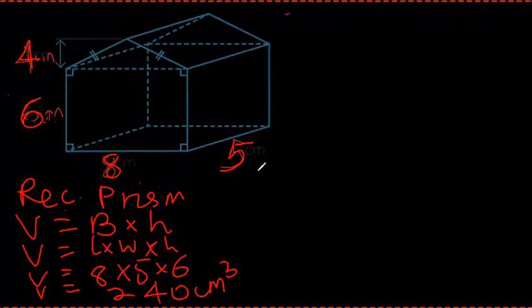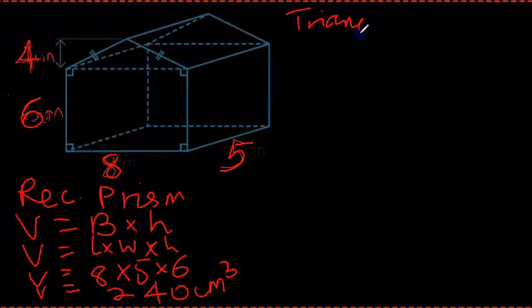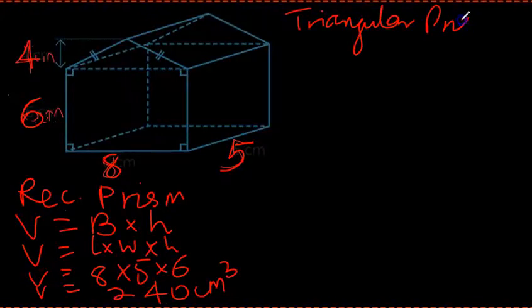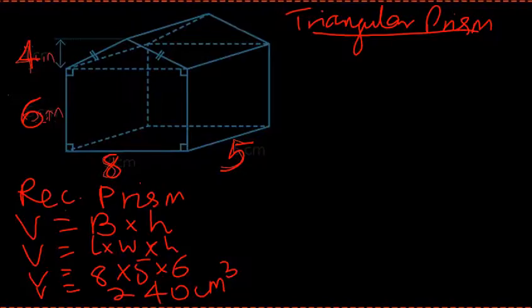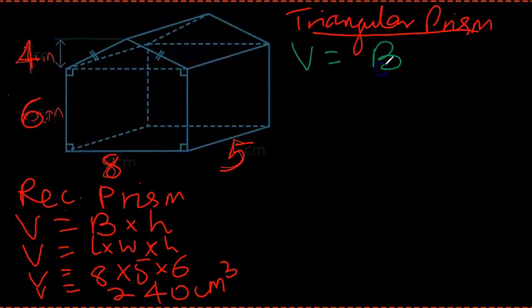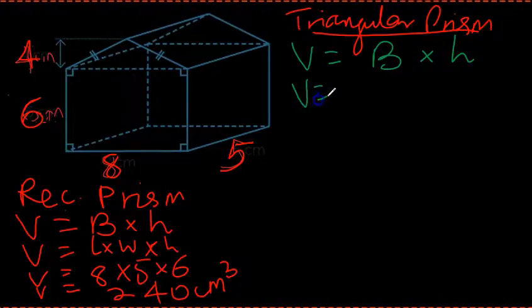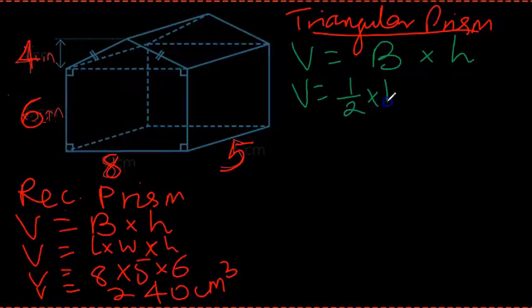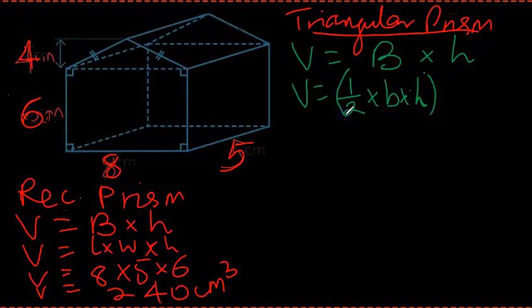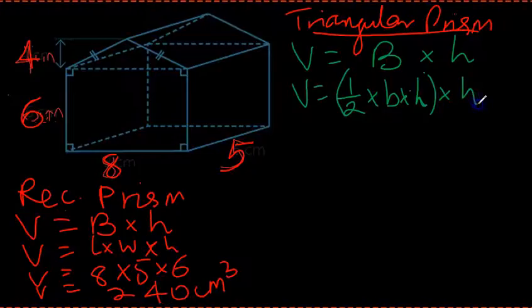So how about the triangular prism? The volume of a triangular prism is also base area times height, but here the base area of a triangle is 1/2 times the small base times the small height. This just replaces the base area, and then we multiply by the height of the prism. This is the height of the triangle. So it's 1/2 times.